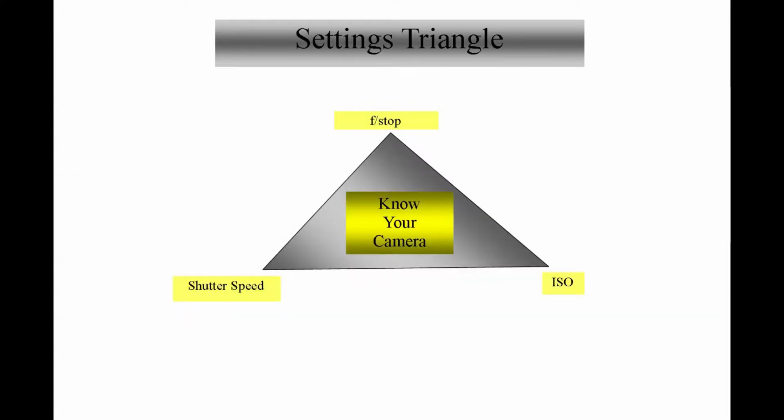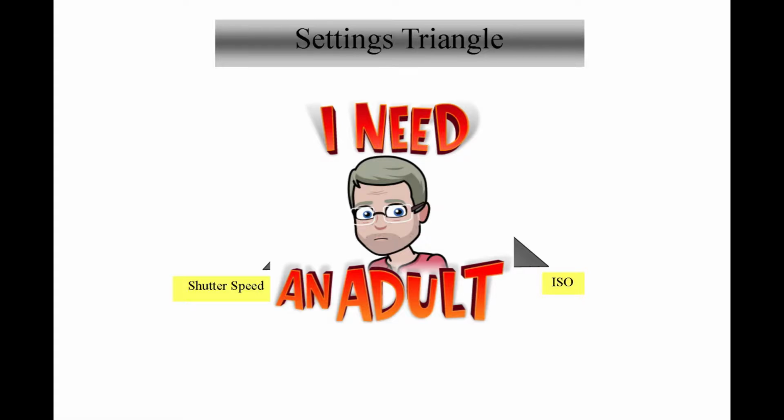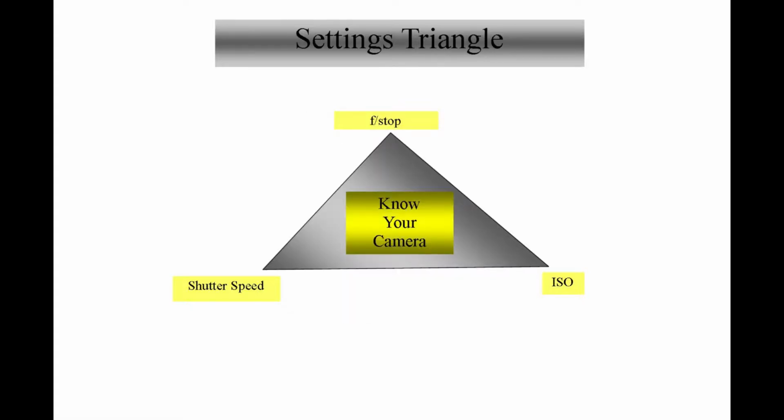Now you need to go on the internet and look at each one of these: f-stop, shutter speed, and ISO, and know your camera. Get out your manual, look at it. I'm not going to go in-depth here on this. You can do this for yourself. We're all adults here, right? Alright, let's look at the next triangle.